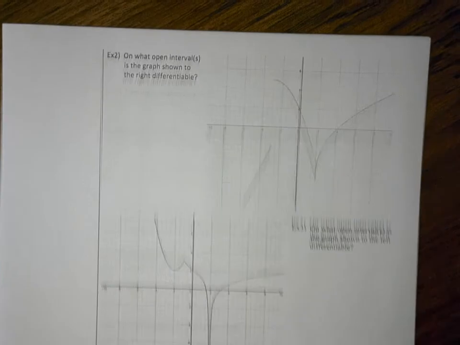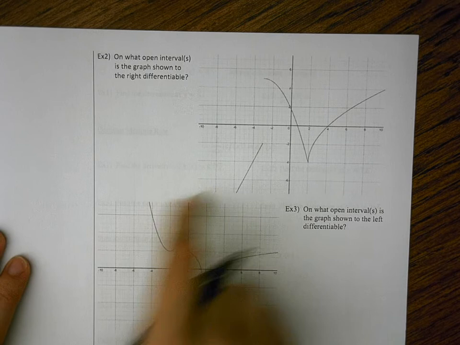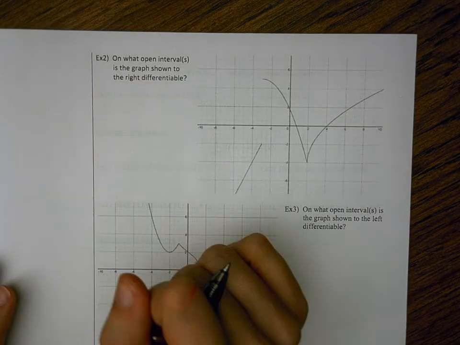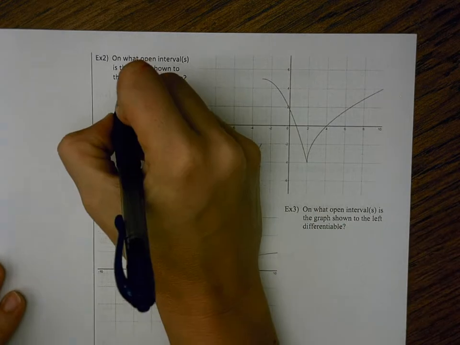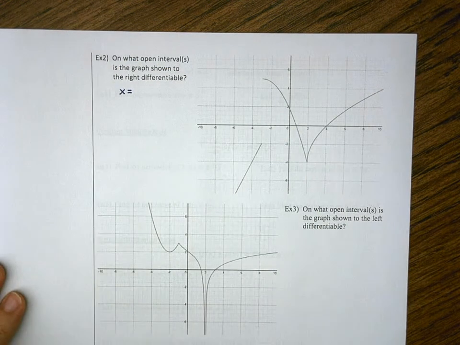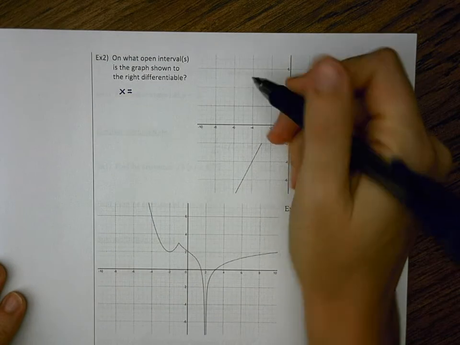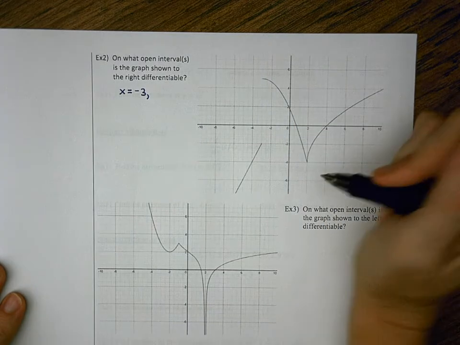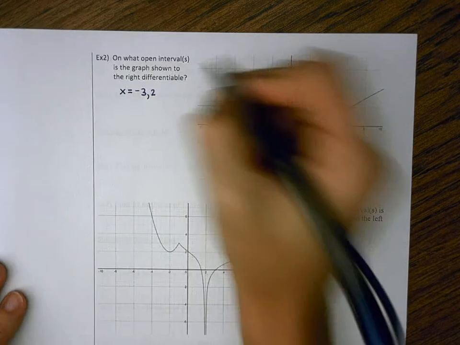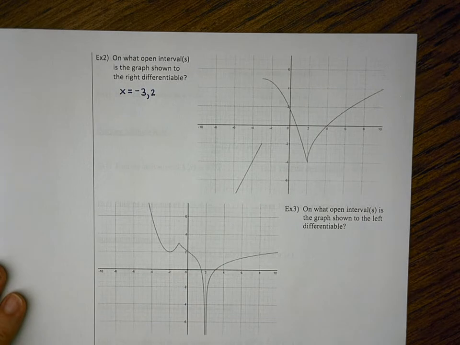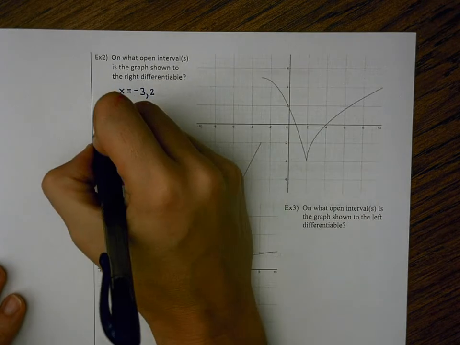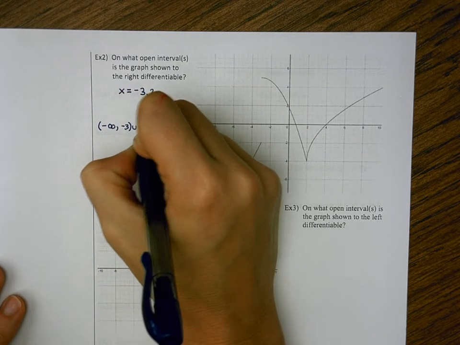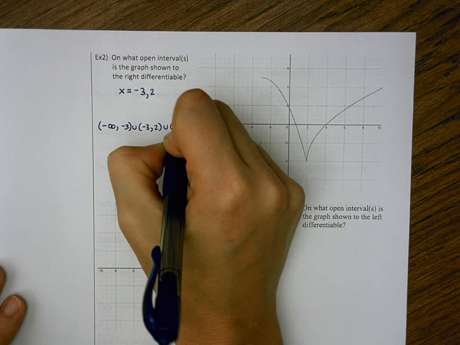Okay, example 2. I would encourage you to pause the video, try number 2 on your own, restart it when you're ready. So on what open intervals is the graph shown to the right differentiable? Well, let's first identify where we are not differentiable. I'm not differentiable at x equals -3. I have a break in continuity there. And I'm not differentiable at x equals 2, where I have a cusp. And so then I'm differentiable from -infinity to -3, -3 to 2, and 2 to infinity.